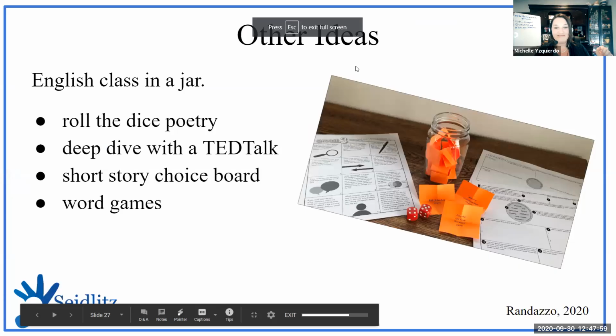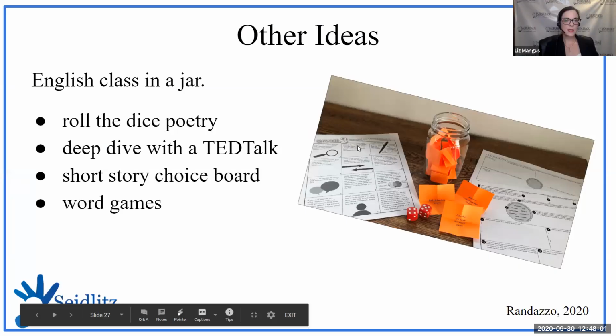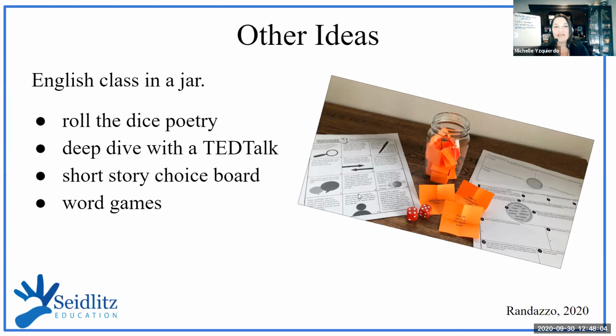Can y'all see that? I see your screen that says other ideas. Okay, so this is the choice board for the English class in a jar, and essentially what it is, it's just this document with these squares on it, and it's different options. For this particular one, you can't really tell, but one of them is roll the dice poetry. One is a deep dive with a TED Talk, and her instructions were pick one of these every 3 days or whatever and complete the task. So it's almost just like a list, an inventory of ideas that kids can select from.